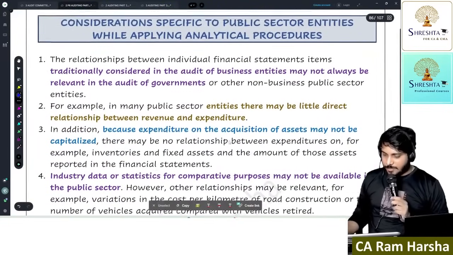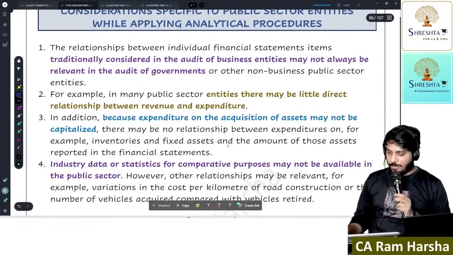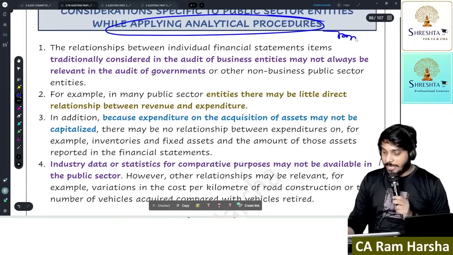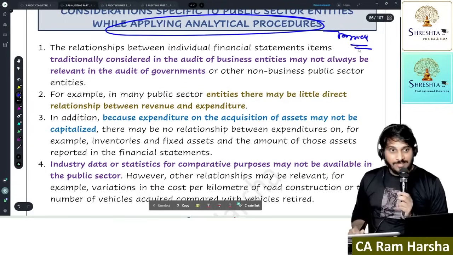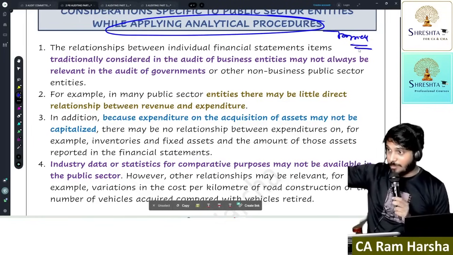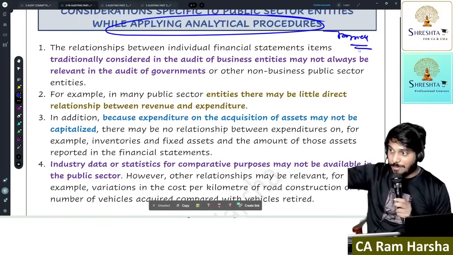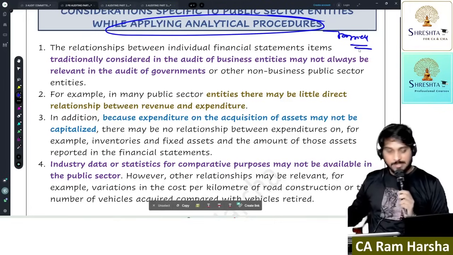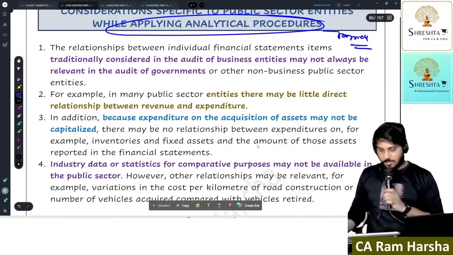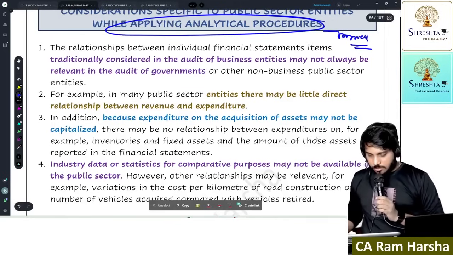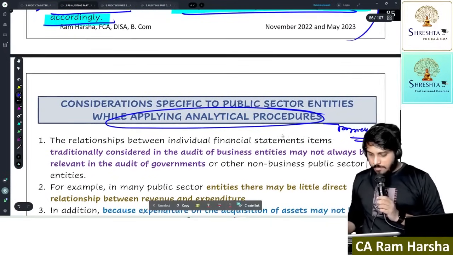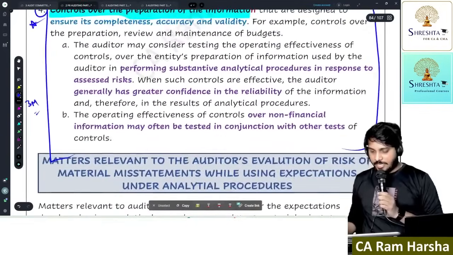Now, consideration specific to public sector entity while applying. In public sector, when you're applying analytical procedures, you will apply the propriety principle as well. Whether the expenditure incurred is reasonable expenditure or not, government audit propriety principle is there, that also you should keep in mind. That is what this entire point is saying. Clear? That's it. So that's regarding analytical procedure.